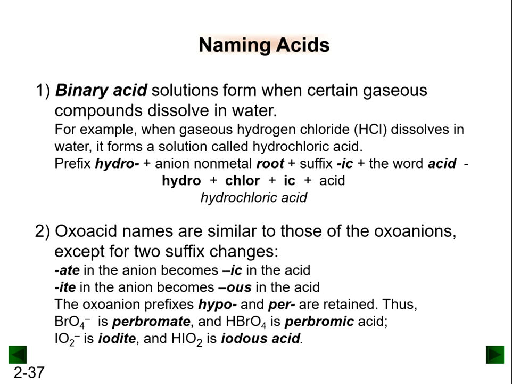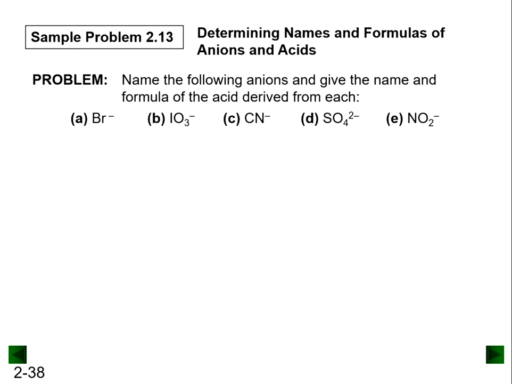The oxoanions that have the hypo and per prefixes, those are retained. So BrO4 minus, that would be perbromate. Then HBrO4, and the H, of course, has a +1 on it, so this makes it net neutral. HBrO4 becomes perbromic acid. If it was chlorine, it would be perchloric acid. IO2 minus is iodite, so HIO2 is iodous acid. We'll let you go through and do this practice problem on your own. You should pause and solve this yourself.